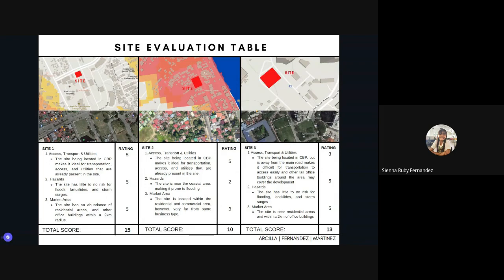For Site 3, we rate the access, transport, and utilities as 3, since the site is also located in CBP but is away from the main road, which makes it difficult for transportation to access easily, and other tall office buildings around the area may cover the development. For hazards, we rate it as 5, since the site also has little to no risk of flooding, landslides, and storm surges. For market area, we rate it as 5, since the site is also near residential areas and within 2 kilometers of office buildings. So the total is 13.